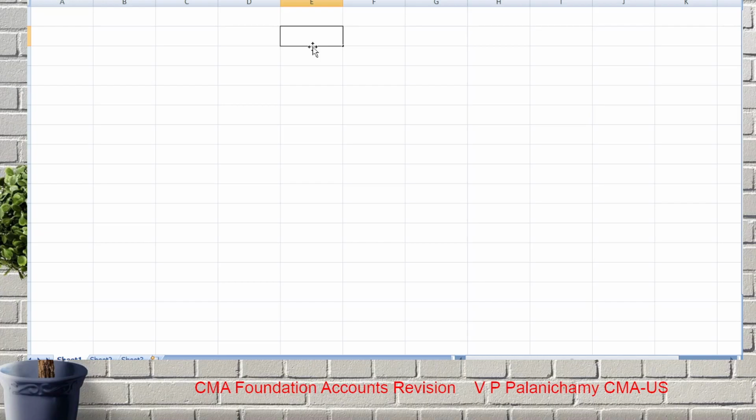We'll begin with revisions. First area is going to be capital versus revenue. From this, you can expect about maximum 10 marks, minimum 4 marks, which means we can expect around 5 questions. Minimum 2 questions will be there in capital versus revenue.